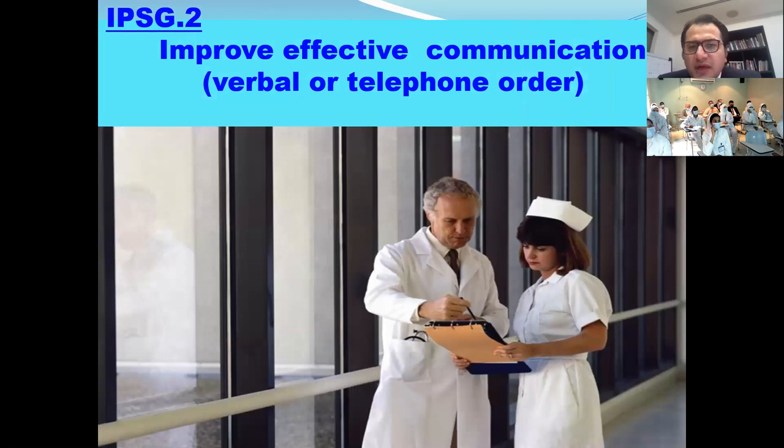Now we're going to move to the second goal. This is, for me, the most significant goal: how to have effective communication and why we need it. As you remember yesterday when we explained the lecture of OVR, occurrence variance report, we noticed that one of the root causes of many sentinel events or errors is communication.